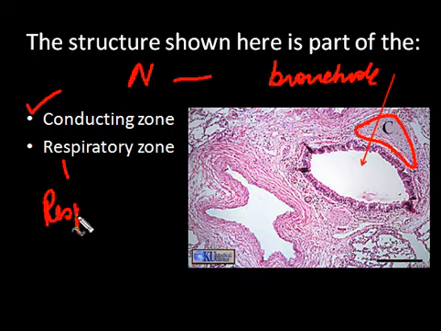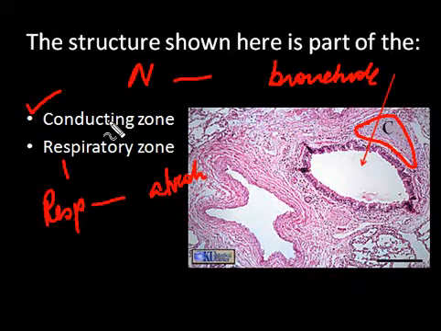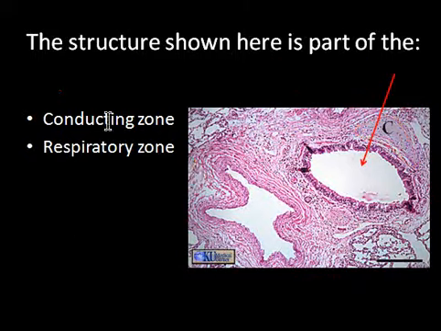The respiratory zone begins from the respiratory bronchiole down to the alveoli. So once you identify it, you automatically will come to the conclusion that it's part of the conducting zone. So these are simple tips on how you should identify questions which look a little tricky in the beginning, but they're really very simple.